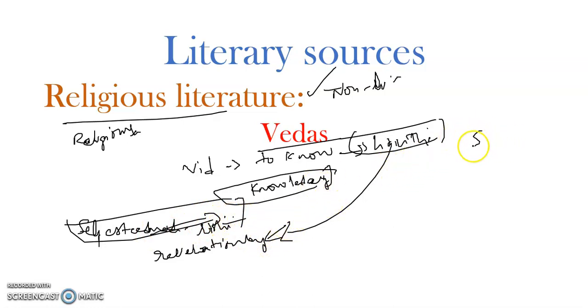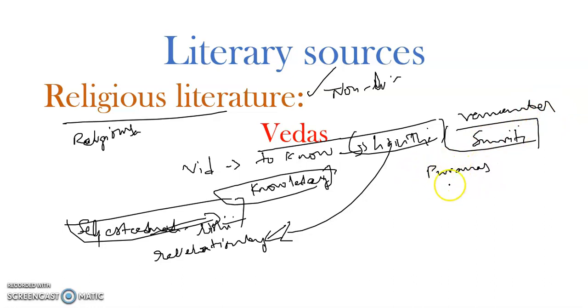Now, there is another word called Smriti. That is different. We will discuss it later on. But Smriti's meaning is to remember. Remembering and passing it on to the next generations, such as Puranas, epics, and other literatures.